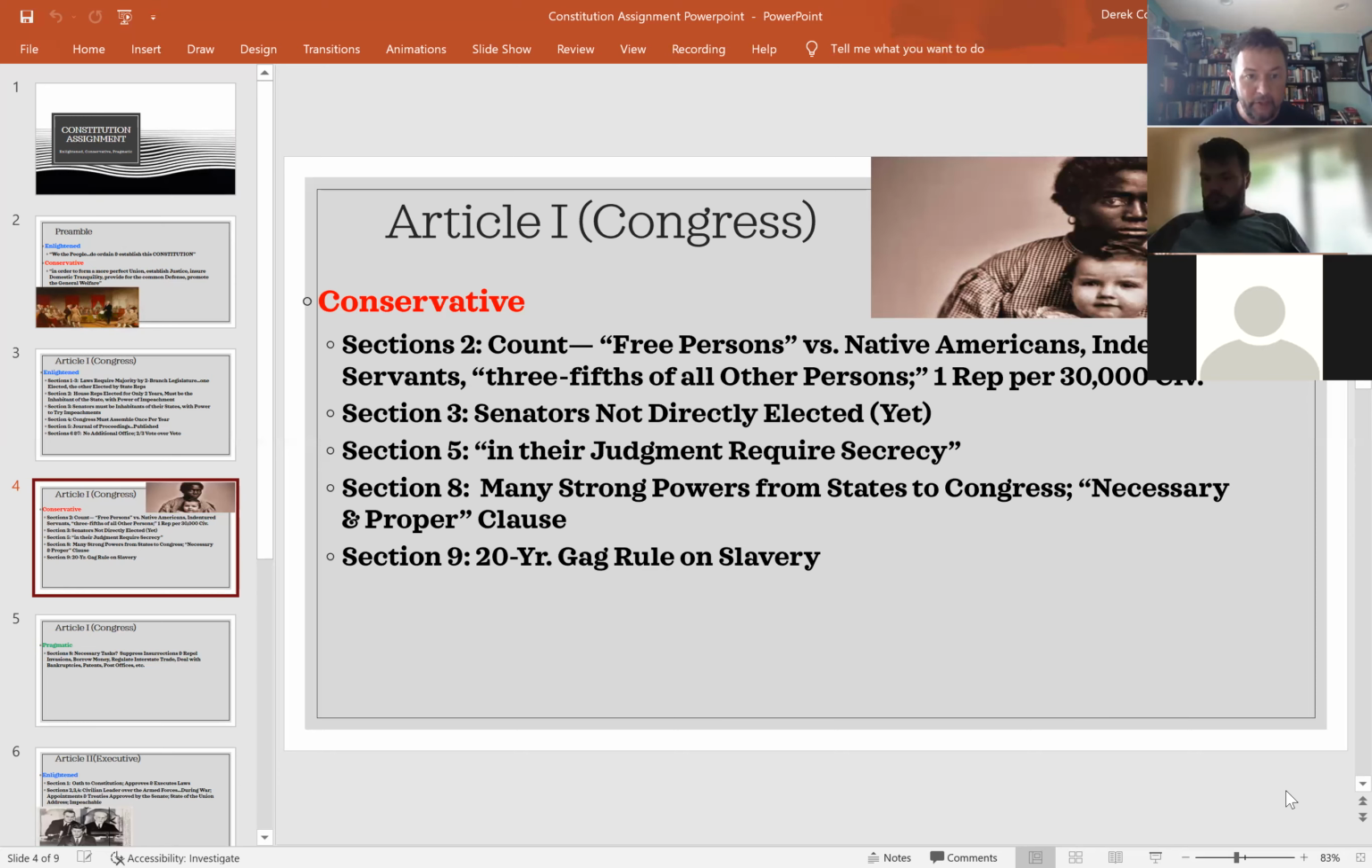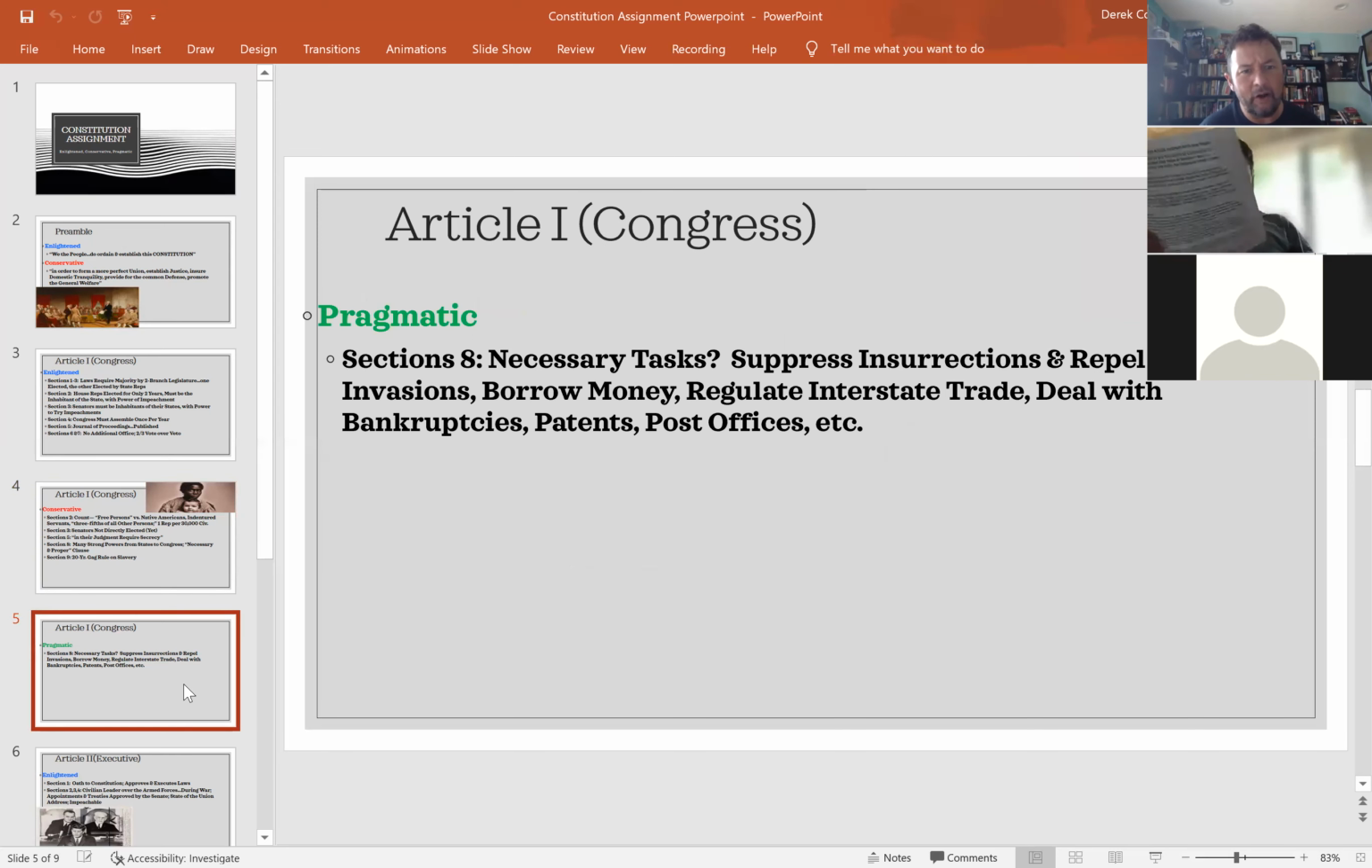So let's see here. What else do we have? We have some examples of pragmatic. Article 1, Section 8. If you take a look at Article 1, Section 8, some people might consider this conservative, actually, because it's giving a lot of power to the federal government as opposed to the states. And then some people would consider it pragmatic, in that these are practical issues that a country will have to address, and so hence it's a practical necessity. So notice, right?